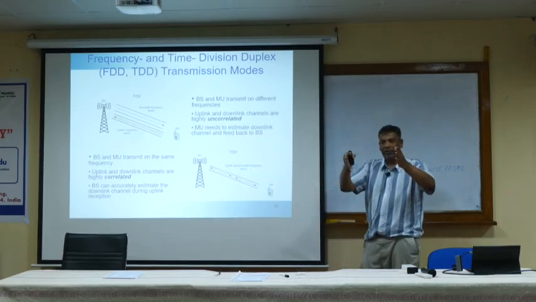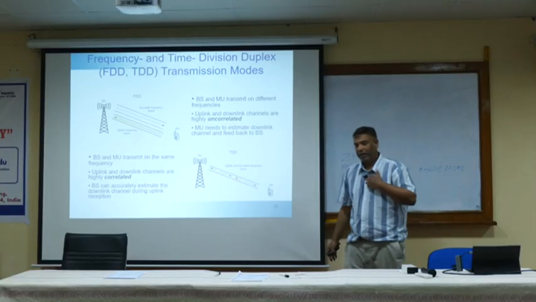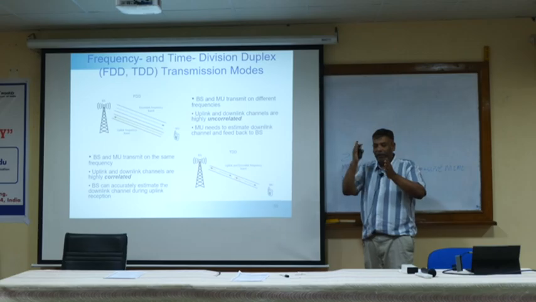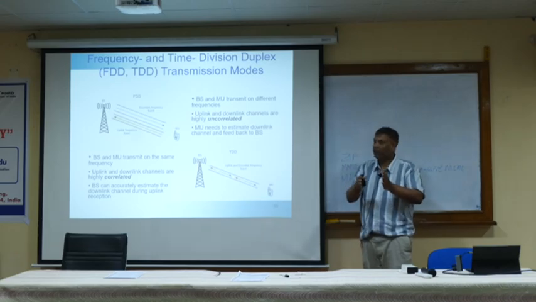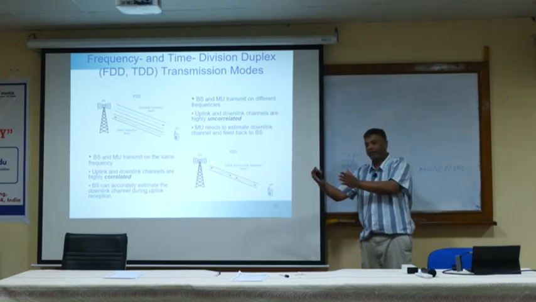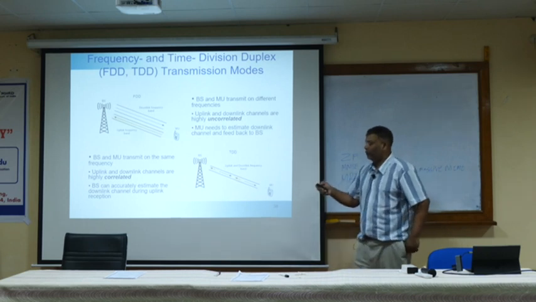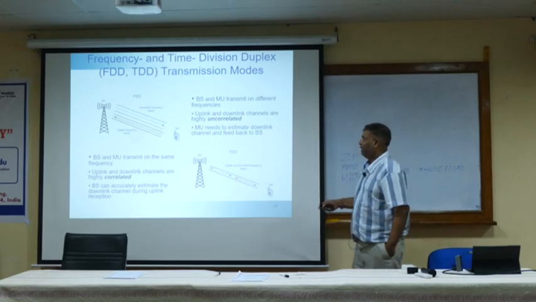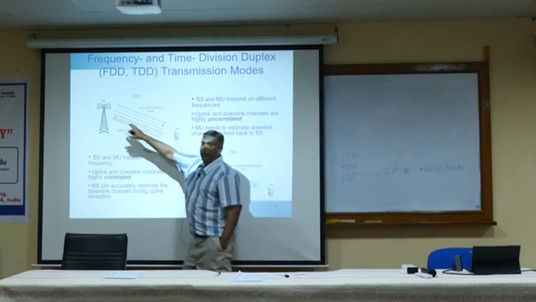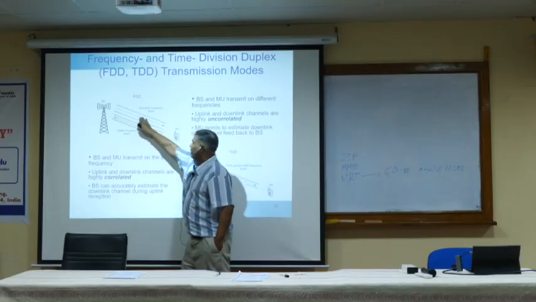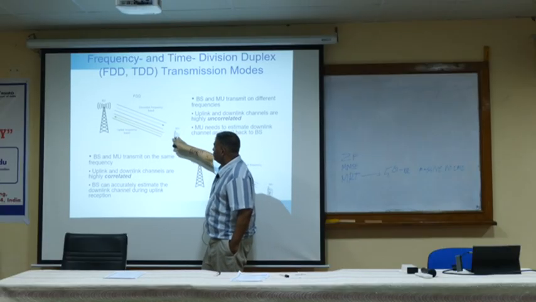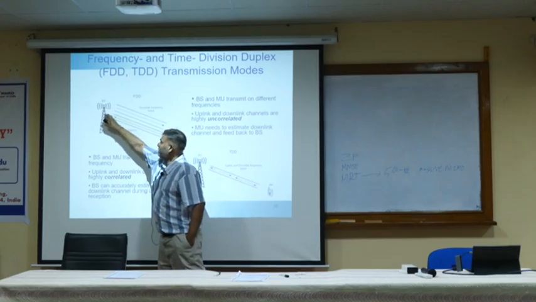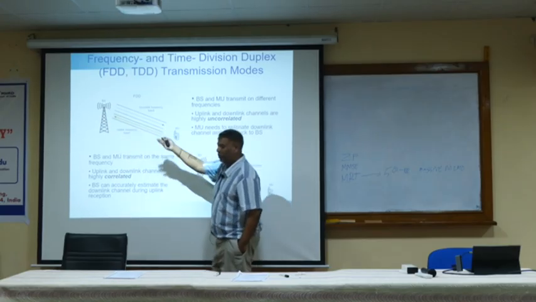Okay, so Airtel buys a frequency band from the government, then half of the frequency is used for downlink and half of the frequency is used for uplink. Okay, so that is FDD, frequency division duplexing. In frequency division duplexing, the base station will send the pilot signal to the user, and then the user will estimate the channel and then feed the channel back to the base station. Then only the base station can do pre-coding.